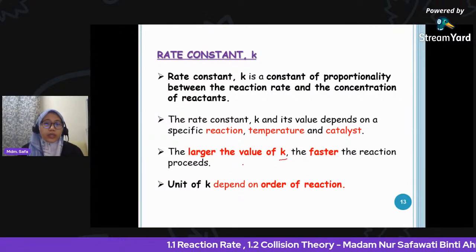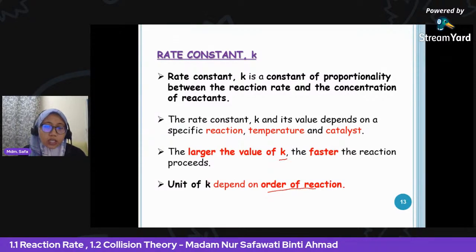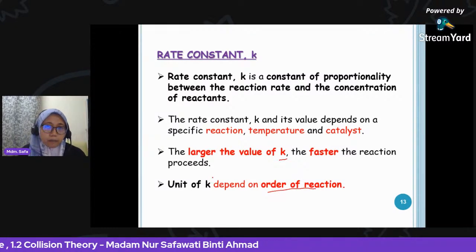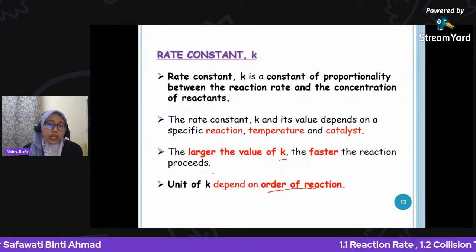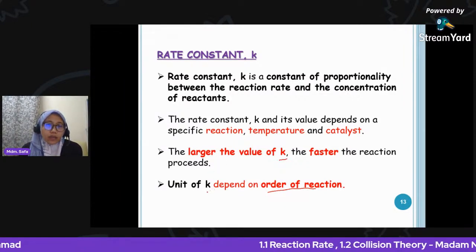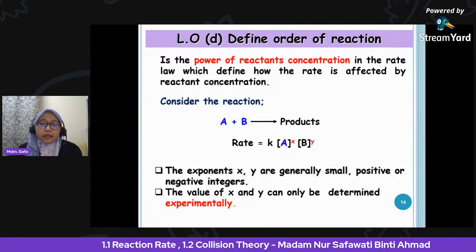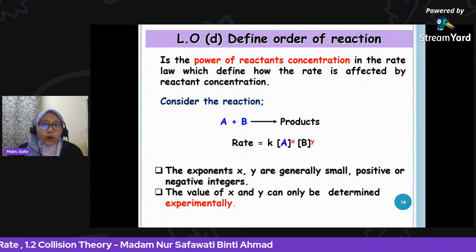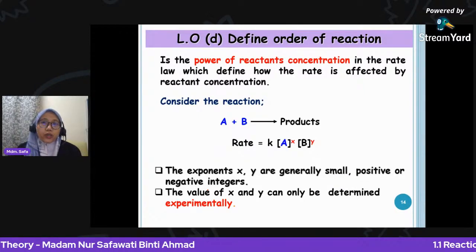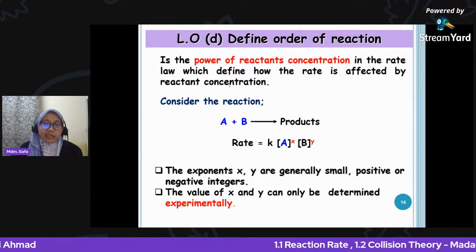Okay, so unit of K depends on the order of the reaction. So kita tak ada spesifik yang betul-betul. So kita akan tengok dulu what is the order of the reaction, baru kita boleh tahu what is the unit of K. Okay, tengok order lah, bergantung pada order. Alright. And then tadi rate law. Okay, and then sekarang kita tengok what is the definition of order of reaction. Okay, order of the reaction is the power of reactants or concentration in the rate law.